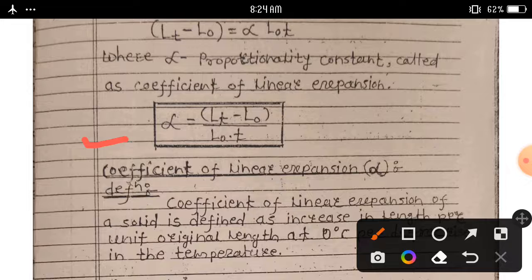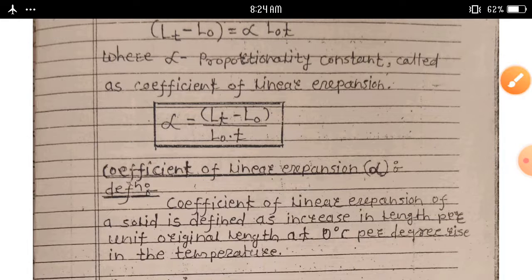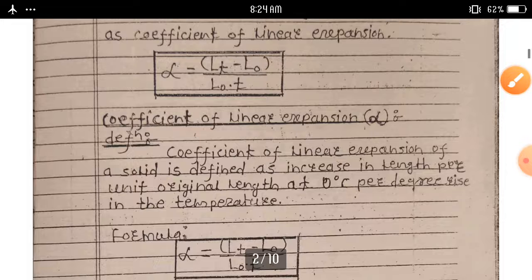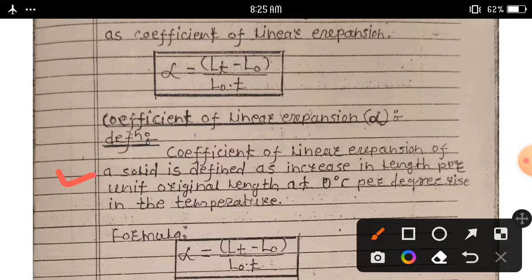Here L_t minus L0 means the increase in length. From this mathematical formula we can derive the definition. The coefficient of linear expansion is denoted by alpha. Definition: the coefficient of linear expansion of a solid is defined as the increase in length per unit original length at 0 degree Celsius per degree rise in temperature.